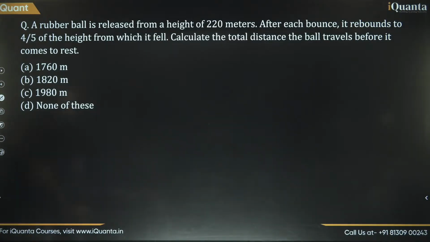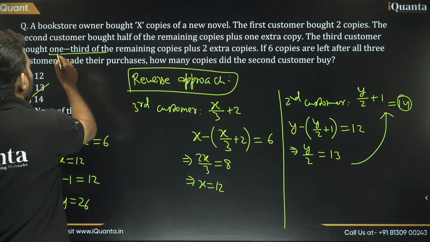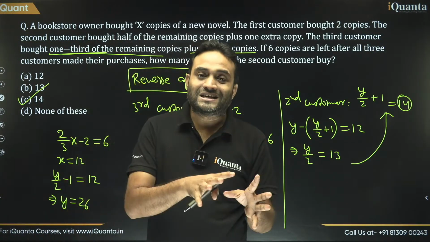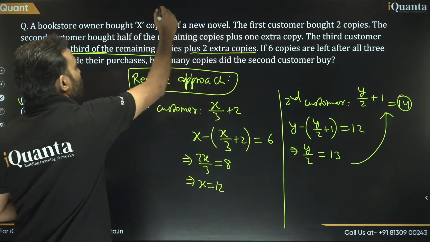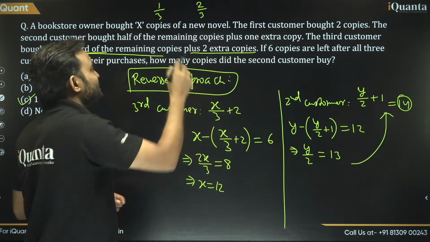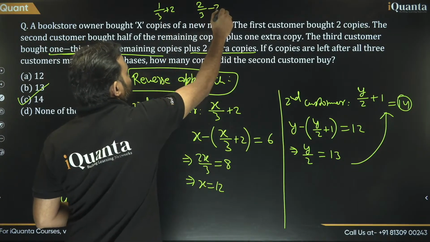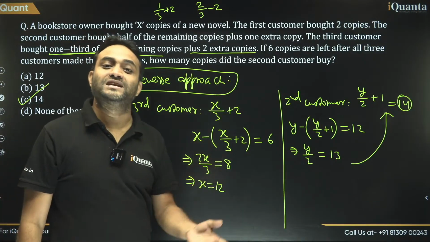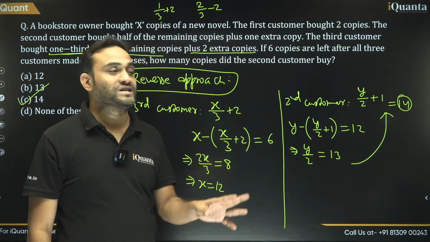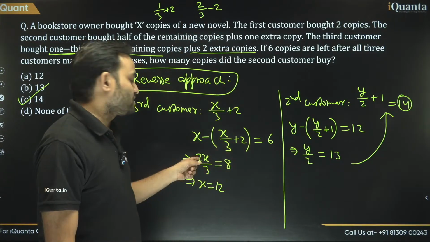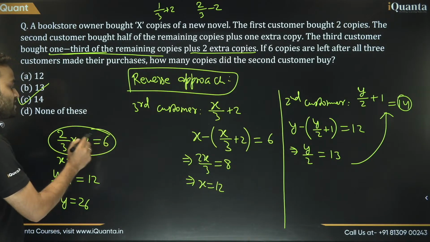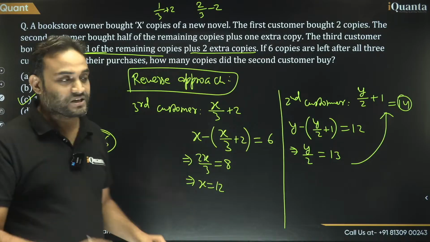Siva, it says third customer. The third customer bought 1/3 of the remaining plus 2 extra copies. So after 1/3, what is left? 2/3. If one is taking 1/3, then 2/3 is left. If he is taking 2 extra, then minus 2 is left. 2/3 of the remaining after second customer, minus 2 is left. So 2/3 of x minus 2 is equal to 12. See, 2/3 of x minus 2 is equal to 6. 2 extra. Got it? Okay.